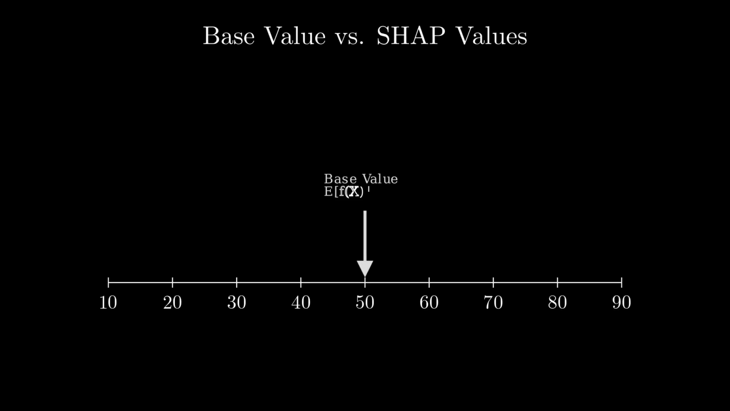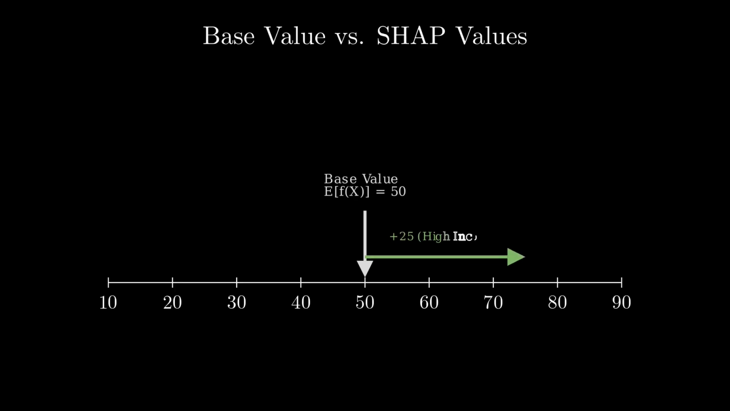Every SHAP explanation begins at the base value, denoted mathematically as the expected value of f of x. This represents the average prediction of the model across the entire training dataset. Think of it as the model's blind guess before seeing any specific features.